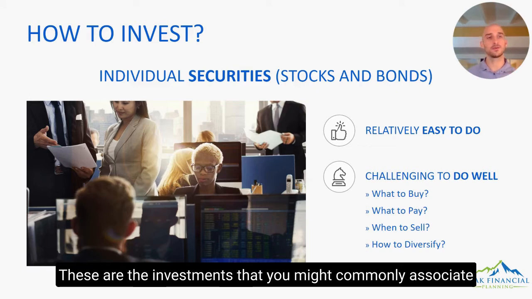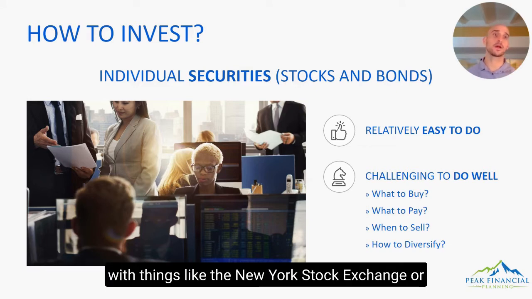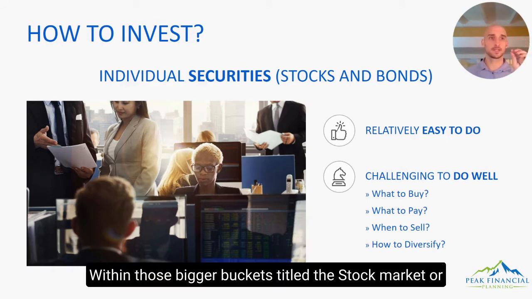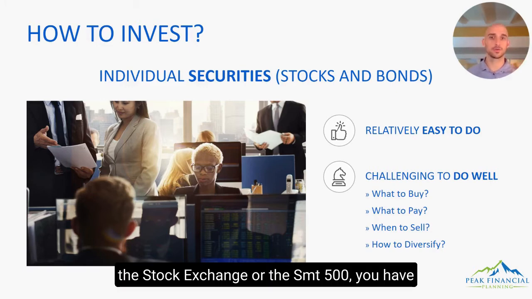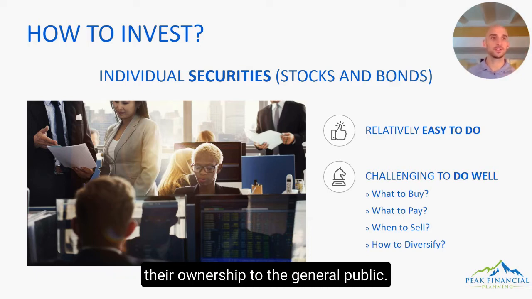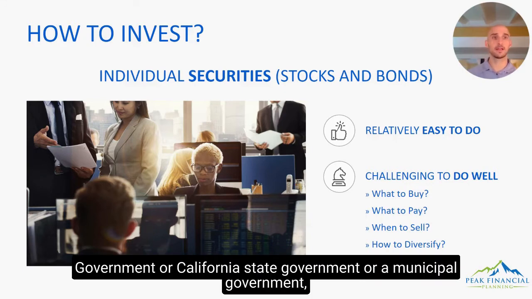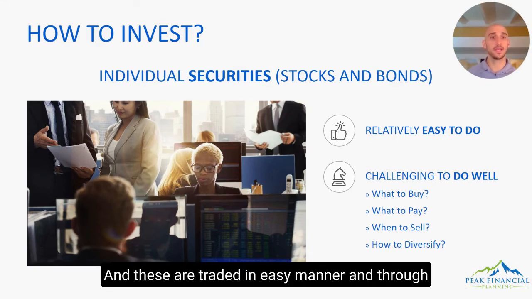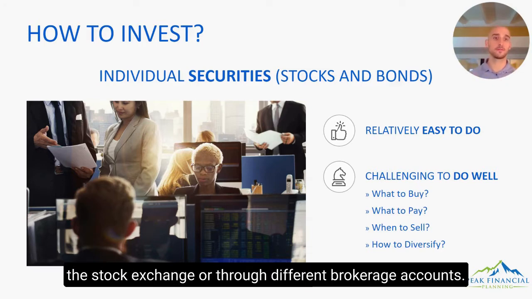These are the investments that you might commonly associate with things like the New York Stock Exchange or the stock market or the S&P 500. Within those bigger buckets titled the stock market or the stock exchange or the S&P 500, you have companies that sell a percentage of their equity or their ownership to the general public. And these are super micro small amounts in the form of a stock. Or if you're a government, like the US government or California state government or a municipal government, you sell bonds, which are IOUs or debt. And these are traded in easy manner through the stock exchange or through different brokerage accounts.